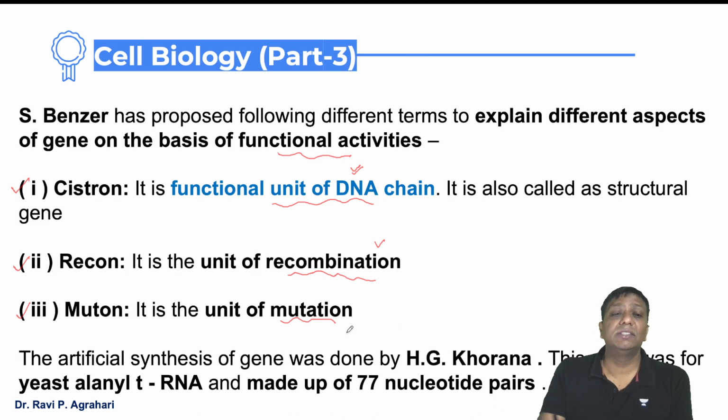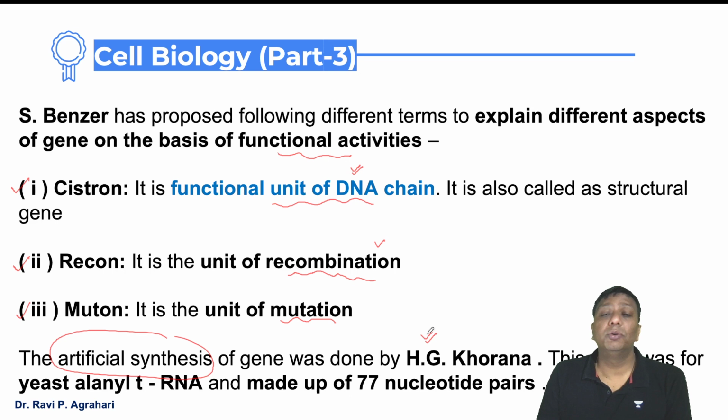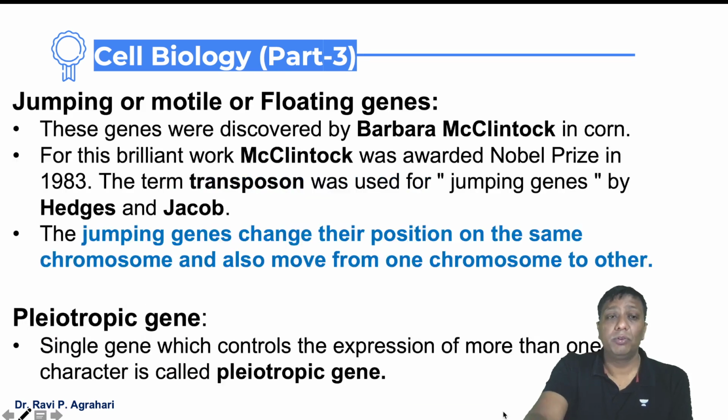The artificial synthesis of a gene is a very important question for your objective paper. Remember, it was developed by Har Gobind Khorana. The gene that Har Gobind Khorana developed was an alanine tRNA in yeast, guys. Yeast is one of the fungi, I hope you people know. It has 77 nucleotide pairs. So the artificial synthesis of a gene was done by Har Gobind Khorana. Remember him because of this feature.